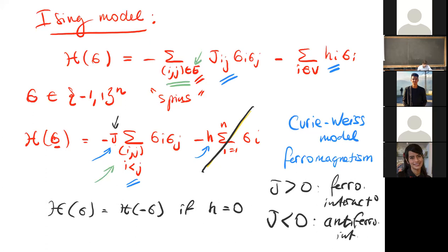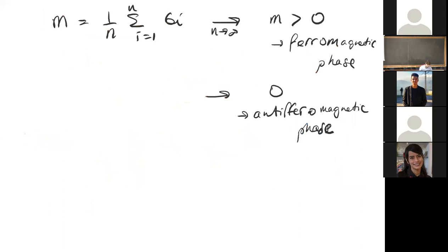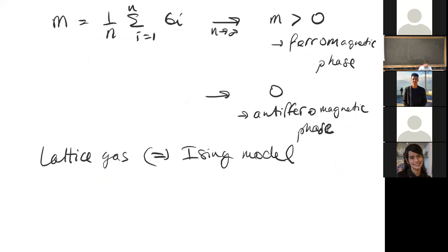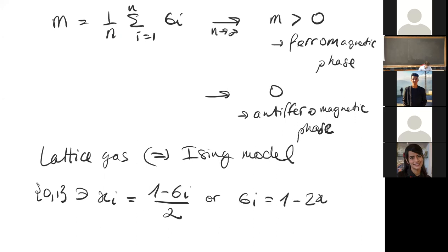So convince yourself that actually the lattice gas that we defined is equivalent to the Ising model, because you can just redefine the Xi's that belong to 0, 1 in the lattice gas as spins: a spin is 1 minus 2 Xi, or that's the same as minus 1 to the power Xi. Therefore, by a simple change of variable, you go from the Ising model to the lattice gas, or vice versa. If the two Hamiltonians are the same up to a change of variable, it means that the two systems are the same. They have the same phase diagram. It's just two different interpretations of the same system.